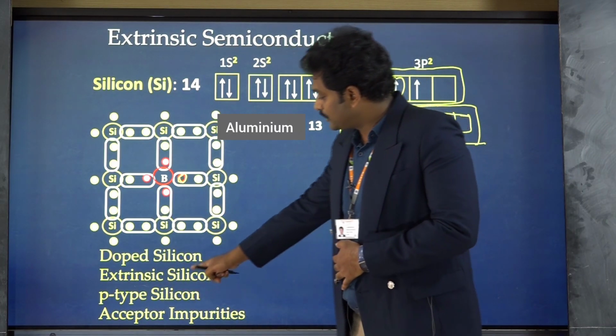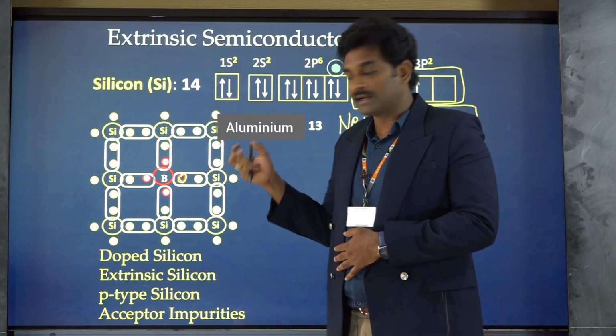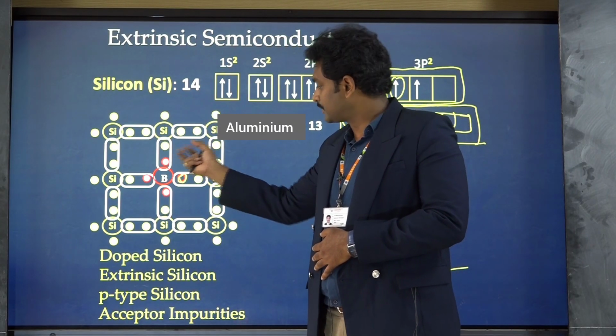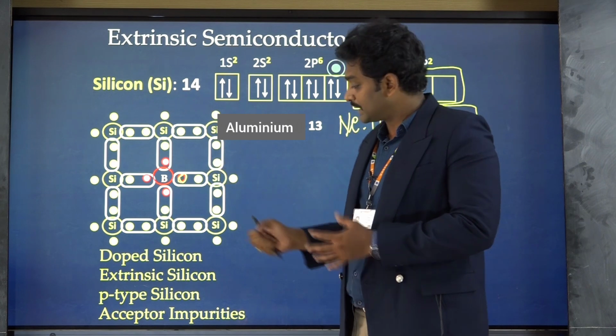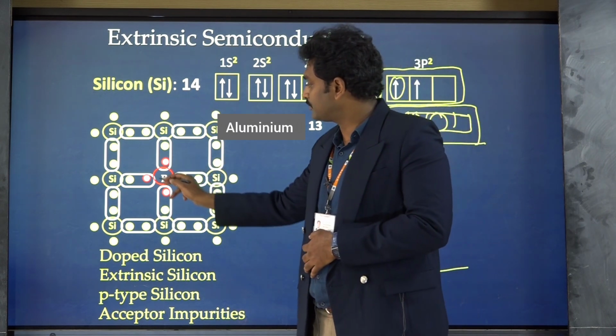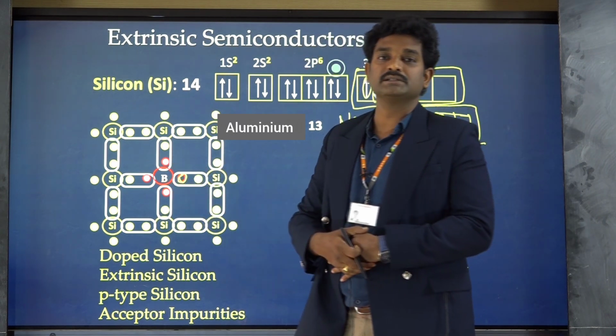Now what they are doing is trying to accept an extra electron from the outside, from the host material or from the crystal. So they are trying to accept one electron. These kinds of dopants or impurities, we call acceptor impurities.